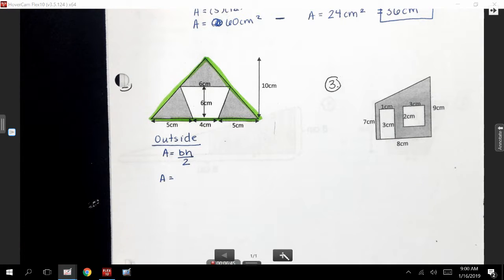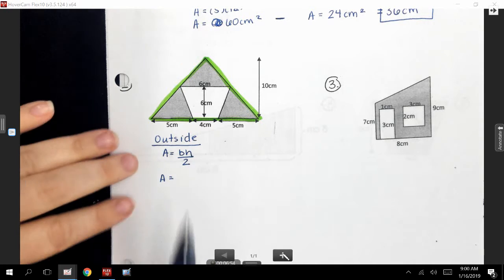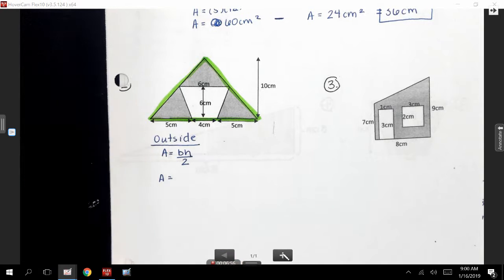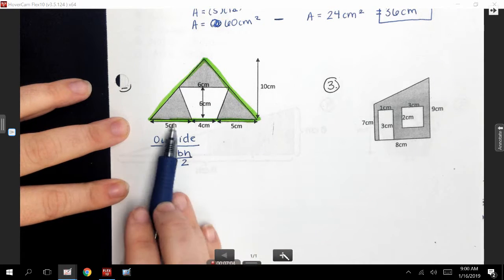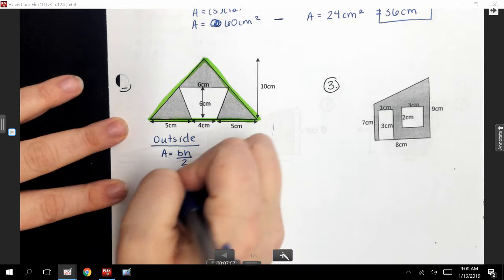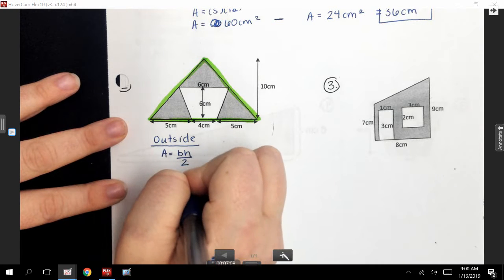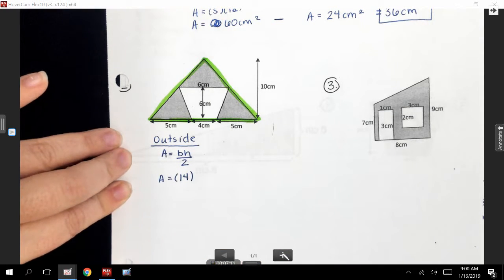All right, my base is kind of tricky. Abby, what am I going to do to find the base of that triangle? You're going to add 5 centimeters. How did you know to put 5, 4, and 5 together? Because they're all on the bottom. Perfect. They're all on the bottom. To find out this entire length, we're going to add them up. So 5, 4, and 5 gives me 14. And what is the height of that triangle going to be, Dalton?